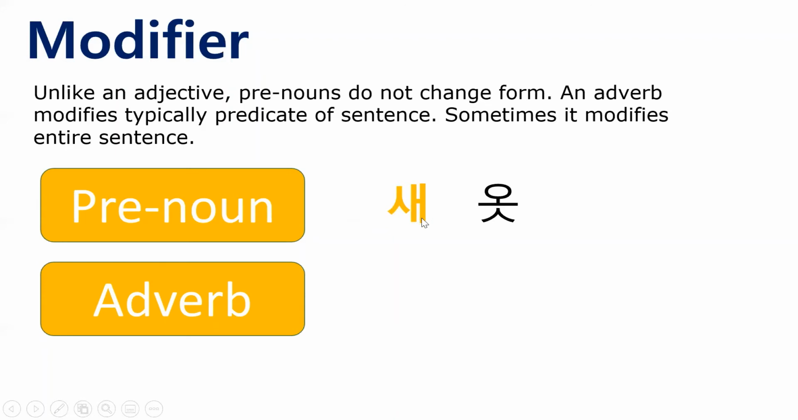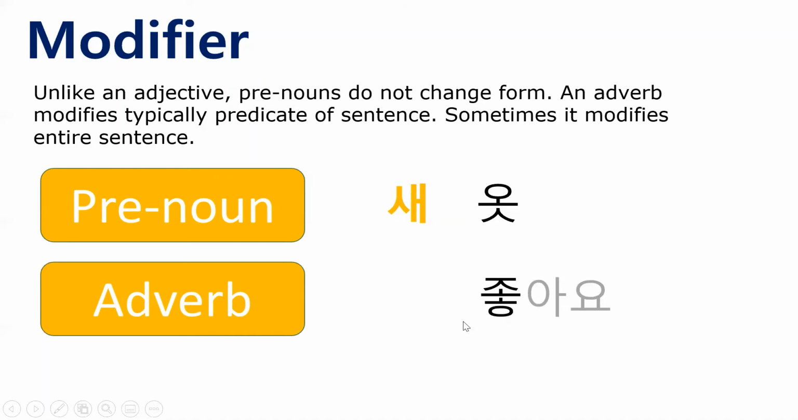So it may be confusing with the adjective. Adjective has the function to modify the following noun, but adjectives change form. So it is not a fixed form, but this pre-noun doesn't conjugate or change form. It is a fixed vocabulary, and we call it pre-noun.